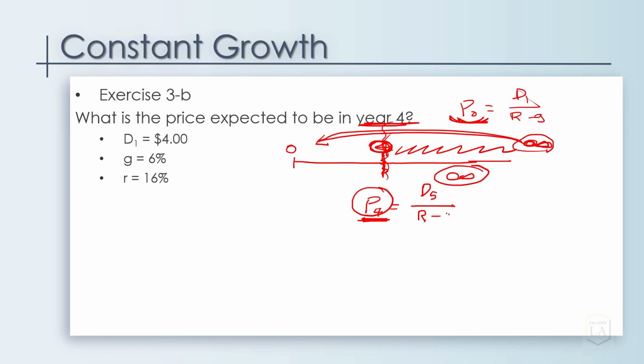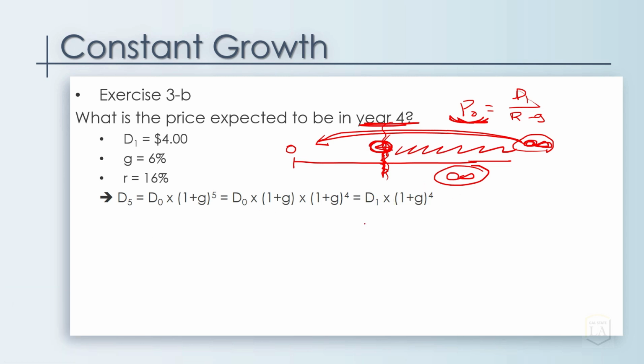Then you divide it by R minus G. So the question becomes figuring out D sub 5. How do we figure out D sub 5? If you take a look at it, D sub 5 is D sub 0 times 1 plus G to the power of 5. Or maybe, as we saw before, D sub 0 can be broken down into D sub 0 times 1 plus G. So that can be D sub 1, and then you multiply that by 1 plus G to the power of 4. This is what I said earlier.